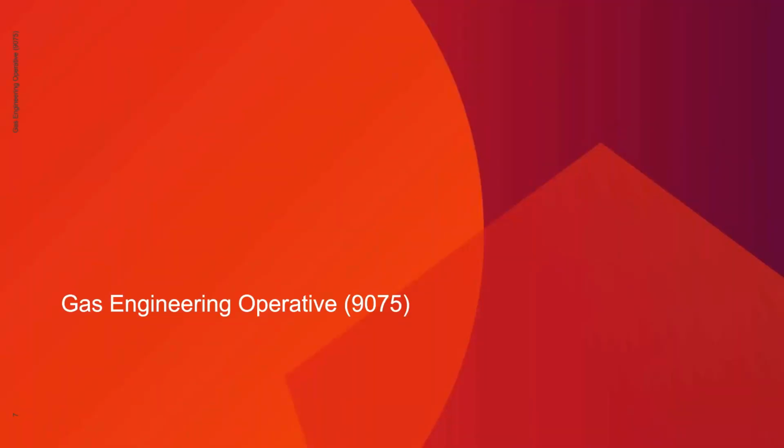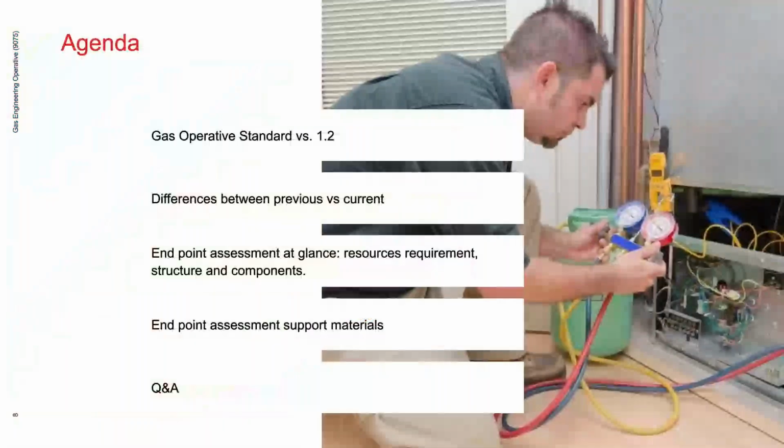So moving on to the Gas Engineer Operative. We're going to look at the Operative Standard, version 1.2. We're going to look at the differences between the previous versus the current. We're going to take a look at the endpoint assessment at a glance, the resource requirements, structure and components. We'll also look at the endpoint assessment support materials. There'll be a little bit of guidance also from the EPA team around the approval, the EPA process, and a little bit of up-to-date guidance on where we are with EPA reforms.